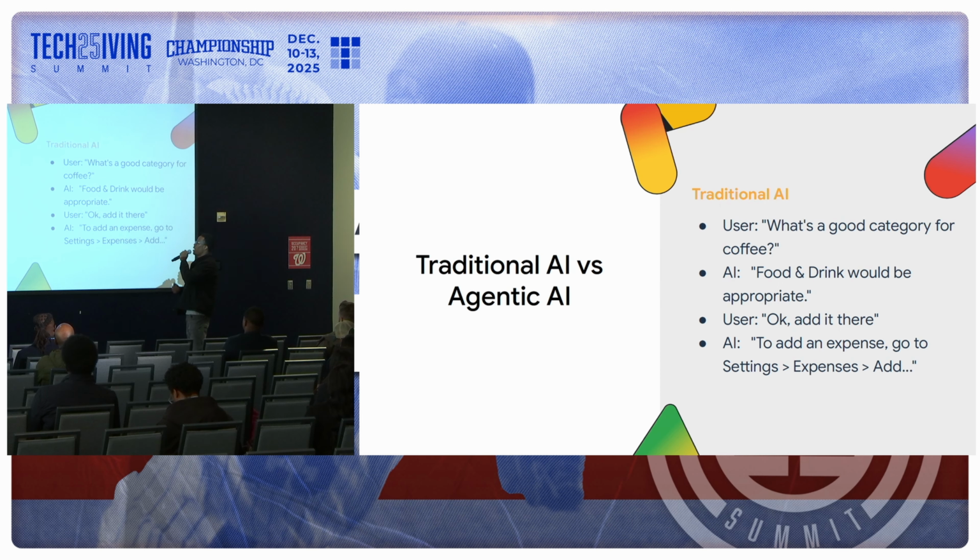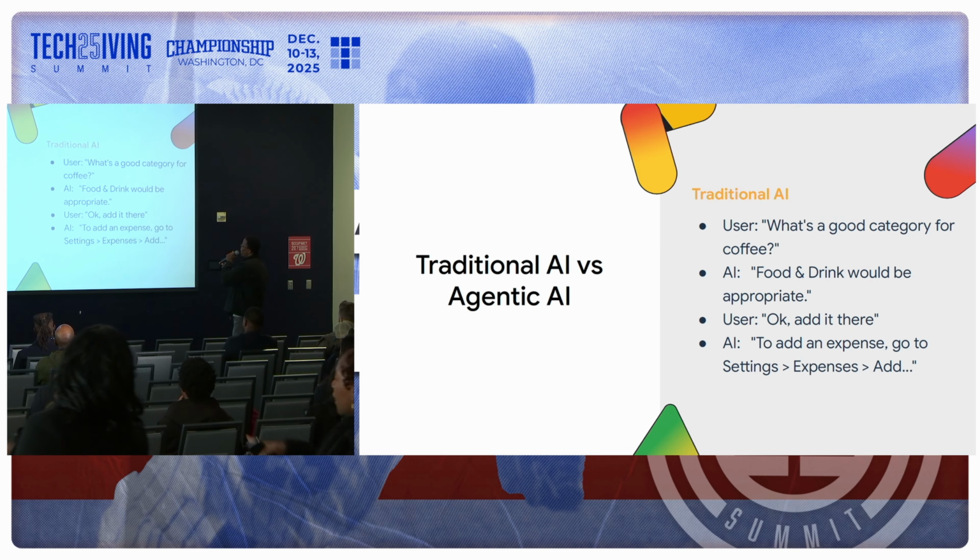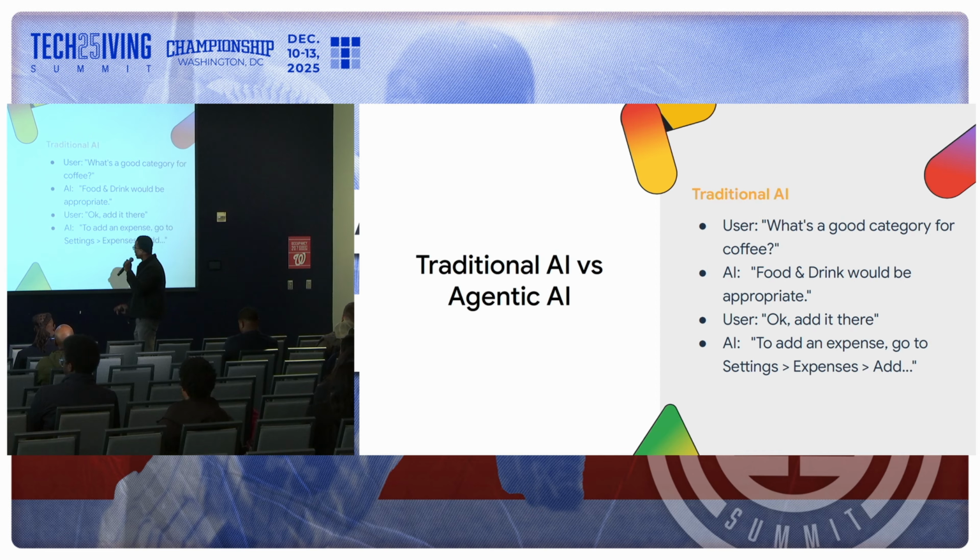So we will ask the AI, what's a good category for a coffee? And the AI will say, yeah, food and drinks. Okay? Now you're going to ask the AI, go and add it. And the AI will reply back and tell you, you know what, I can't do it. So you have to do it on your own, and it will give you, I would say, the instructions to do it.